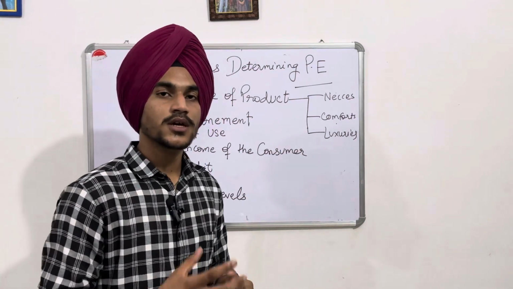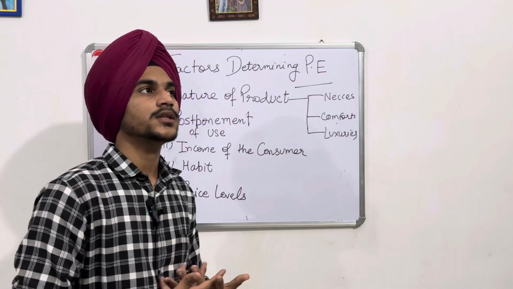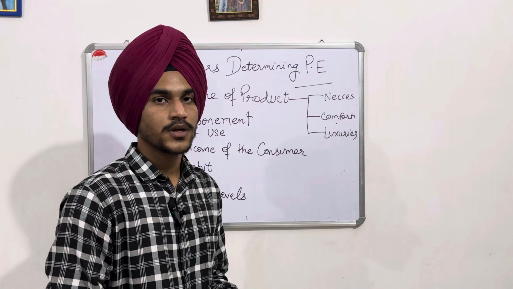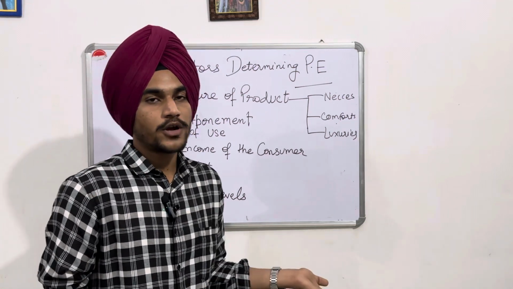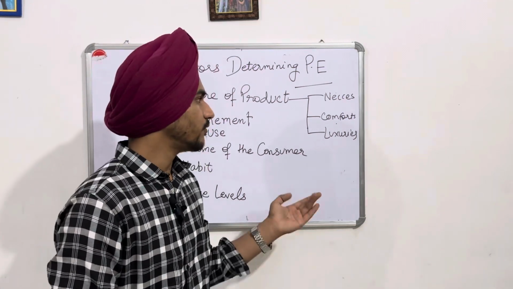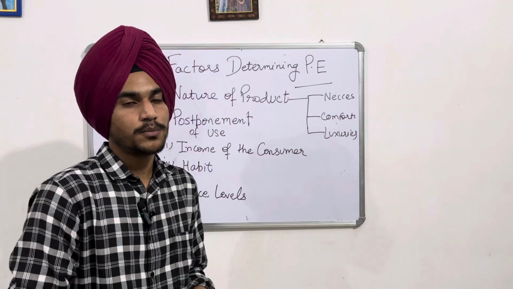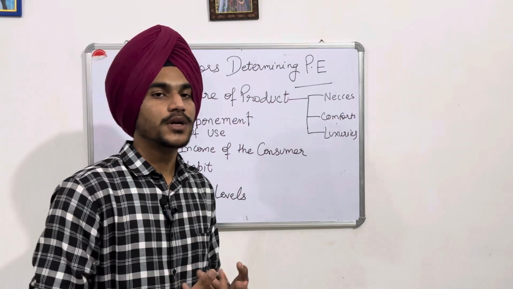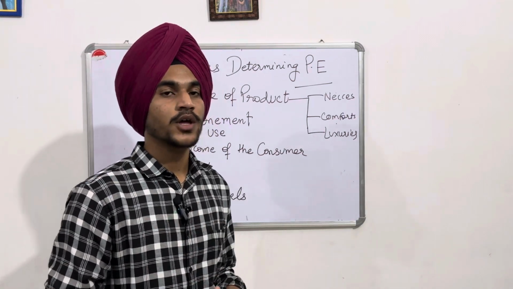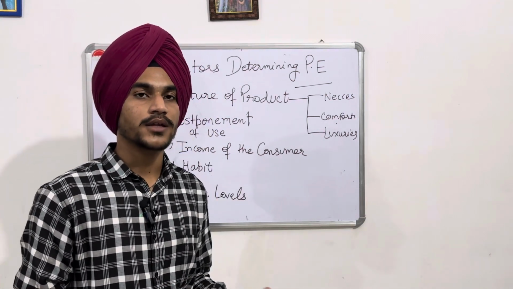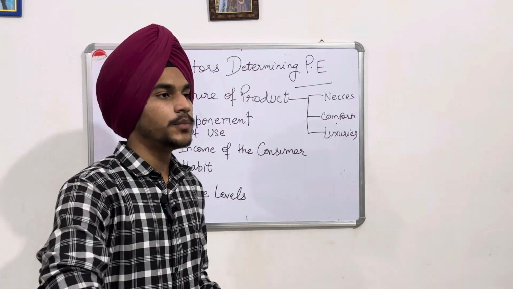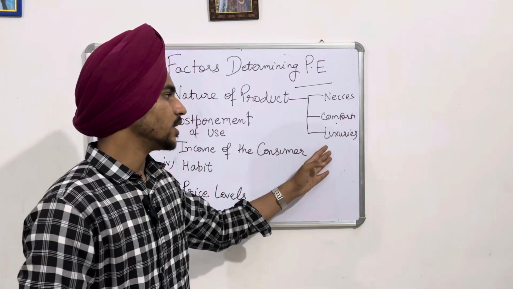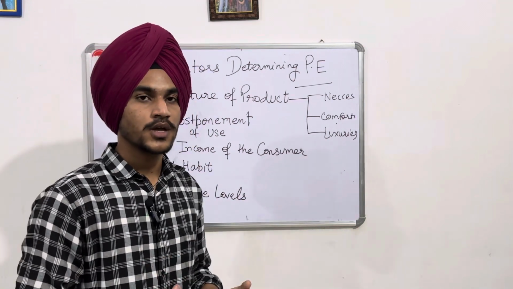The second one is comfort. If some product is just giving us comfort, or is not important for our survival, that will have unitary demand. In most cases it has been seen that such products have unitary elastic demand. The change in price will be seen in the quantity demanded in the same proportion. The third one is luxuries.